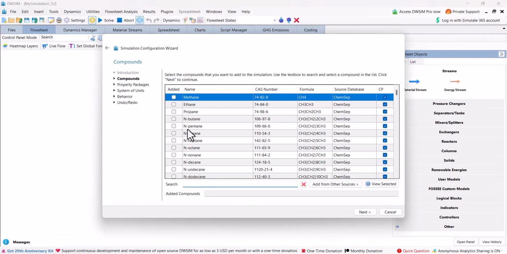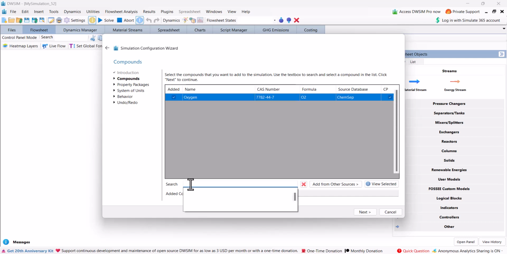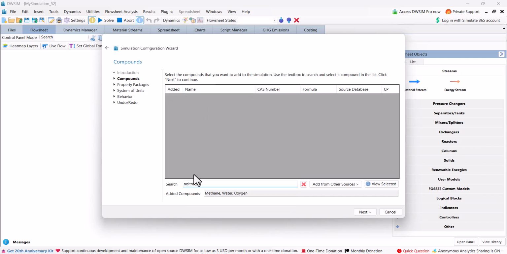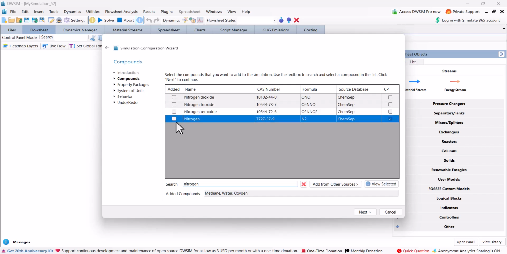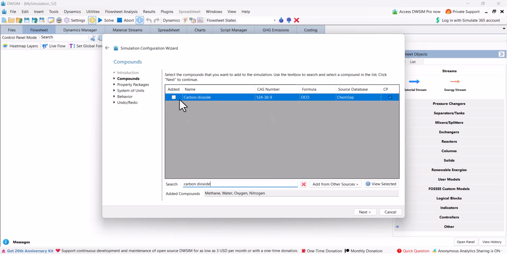So I assume you already know a little bit about DWSIM, so I'm not explaining everything. You need to add compounds. With methane I will add water for the steam cycle and also for methane combustion. Then we need air, so I am using oxygen and nitrogen for air. Then carbon dioxide after combustion of natural gas.